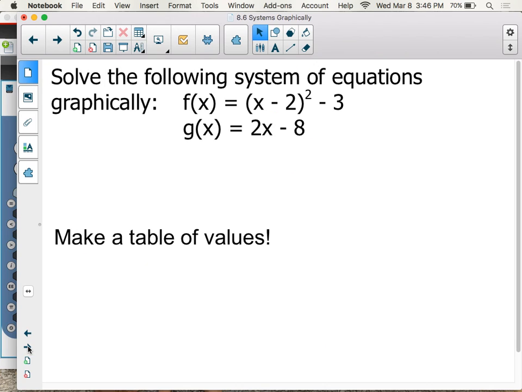All right, let's try one more. You go ahead, you make yourself a table of values. Type it in just as you see. Maybe press Control-N on the calculator. And see if you can find where the solutions would be.